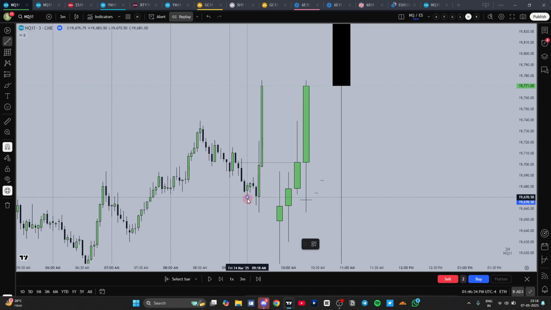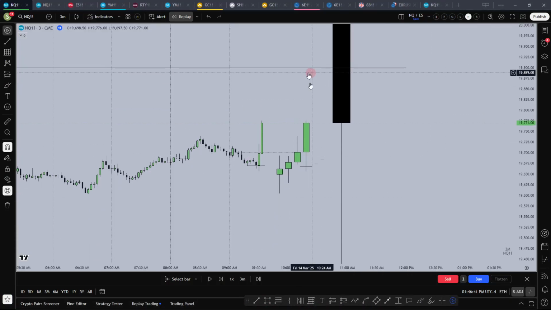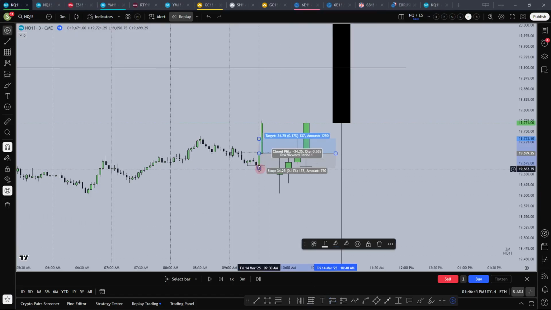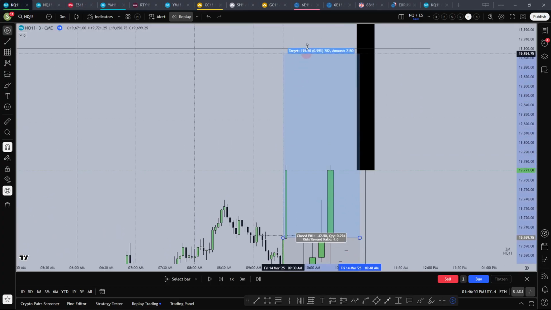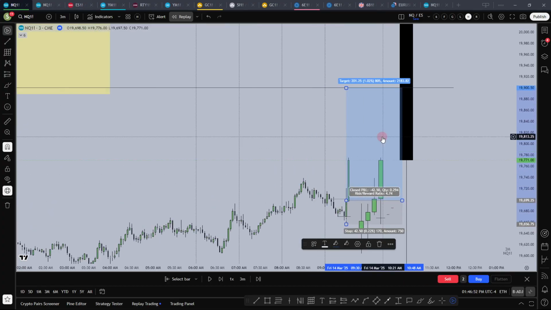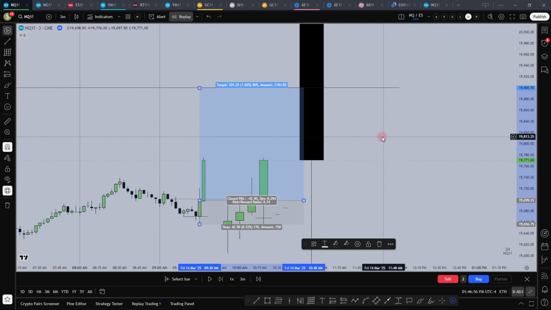Price comes, sweeps out a low. 9:30 forms this closure. Clear objective pending: previous day high. You take this M3 closure to the previous day high. Previous day high. Yes, previous day high.